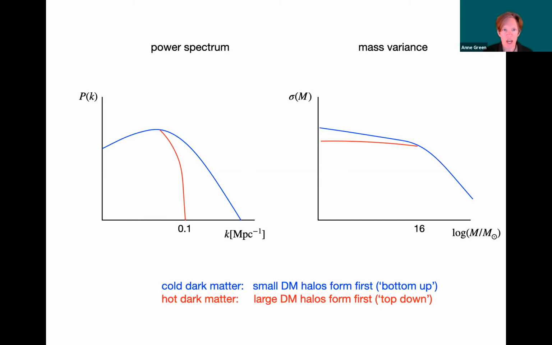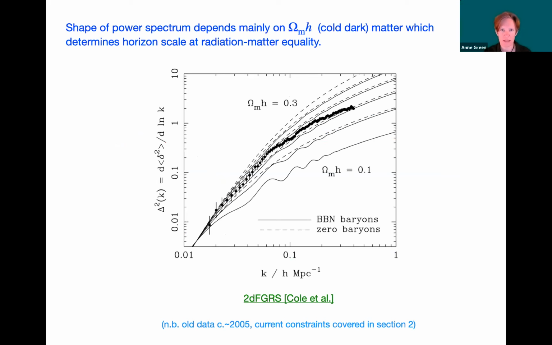The shape of the power spectrum depends mainly, it turns out, on the combination of the cold dark matter density parameter and one power of the dimensionless Hubble constant. The reason for that is what sets the horizon scale at radiation-matter equality, and hence what sets this division between scales that can grow logarithmically for a little bit before growing steeply, and scales that can only grow steeply.